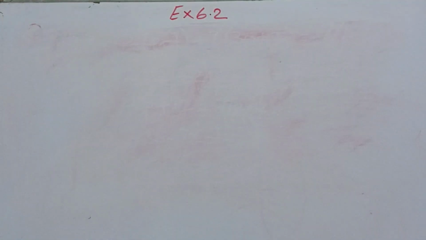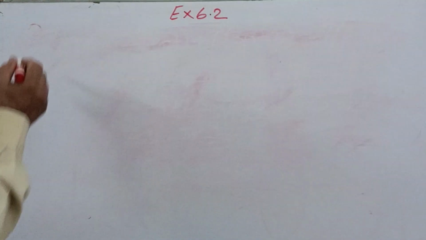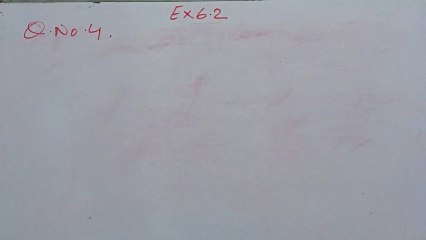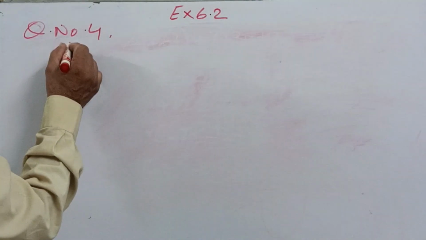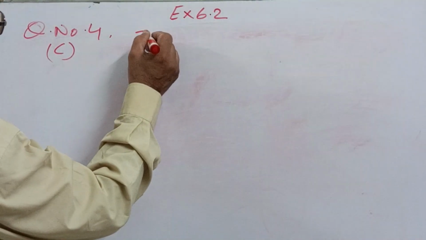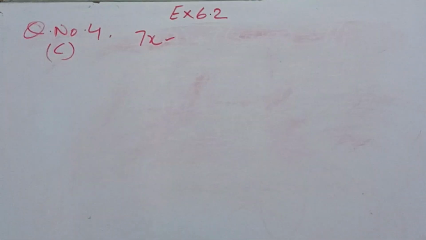Now my dear students, one or two parts from question number 4 I will be solving and you will have to solve the rest by yourself. I will be taking part C according to the level of difficulty. 7x minus, what is it? 3x plus 11.